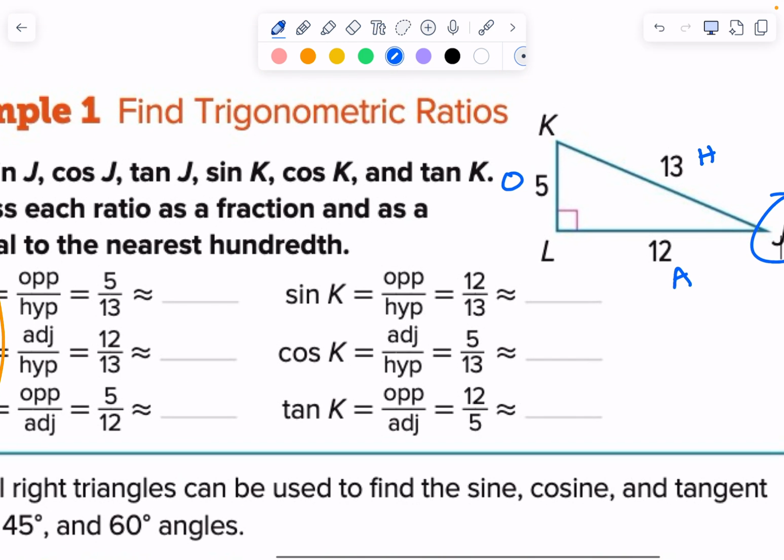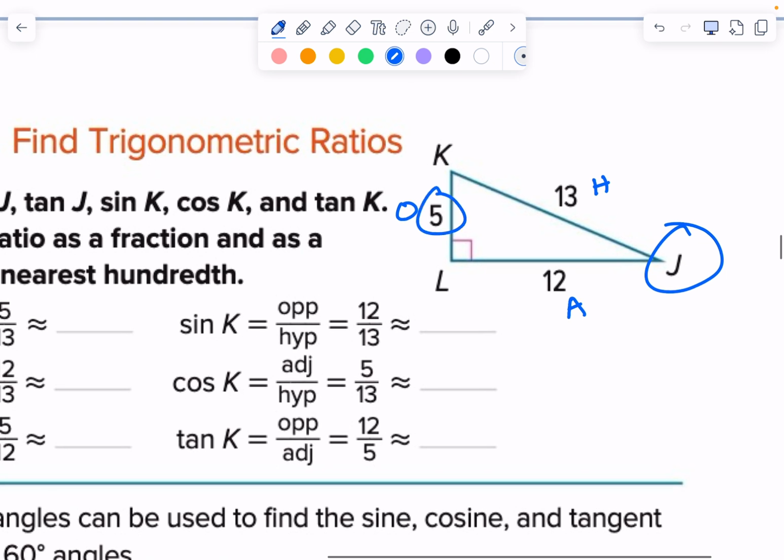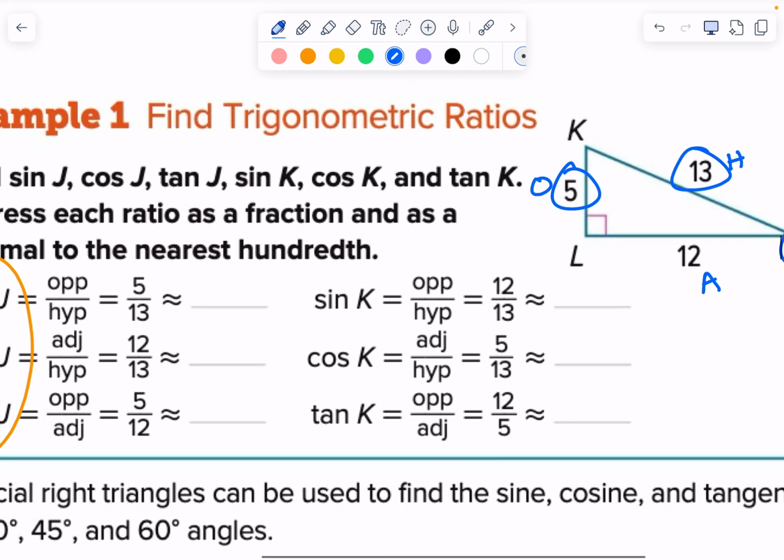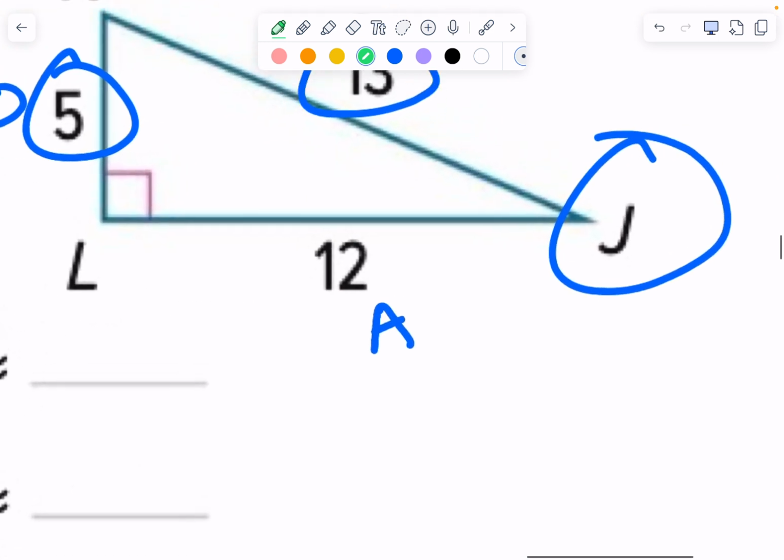Okay, so when they do sine, sine is opposite over hypotenuse. They did 5 over 13, okay? They want us to also find what that value is as a decimal. Does somebody have 5 over 13 for me? Probably about 0.37. 0.384. You're pretty close.